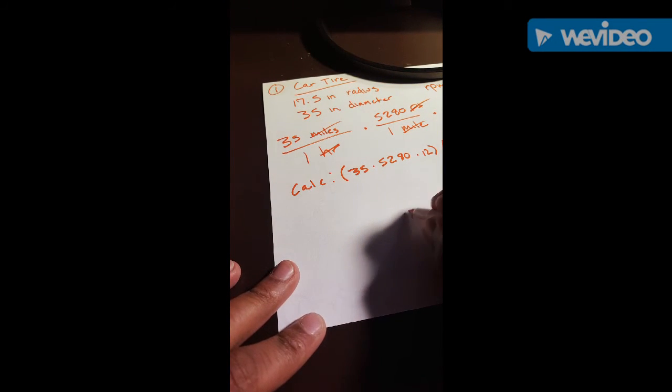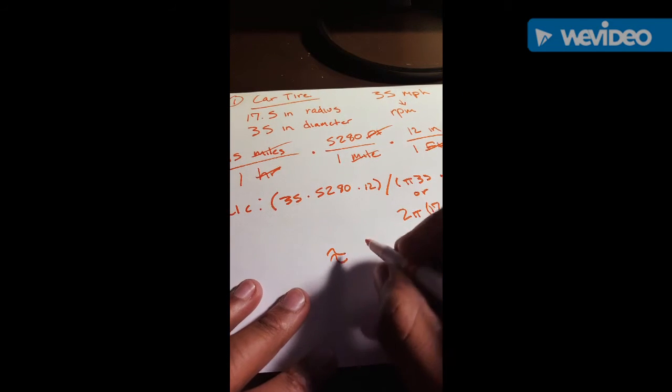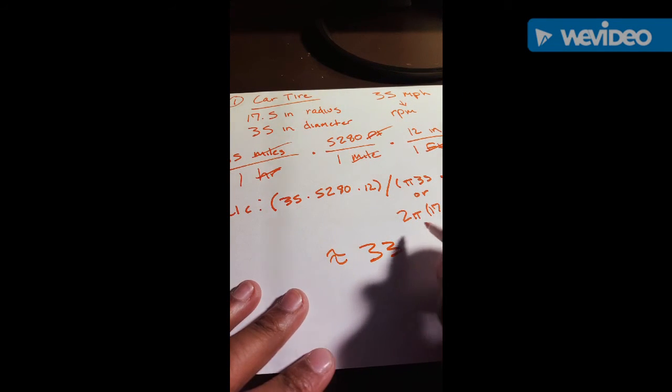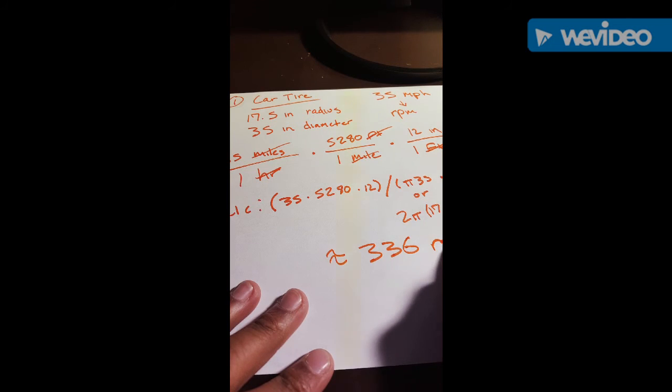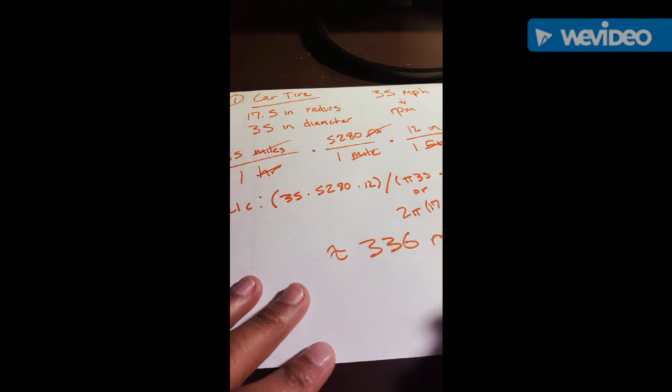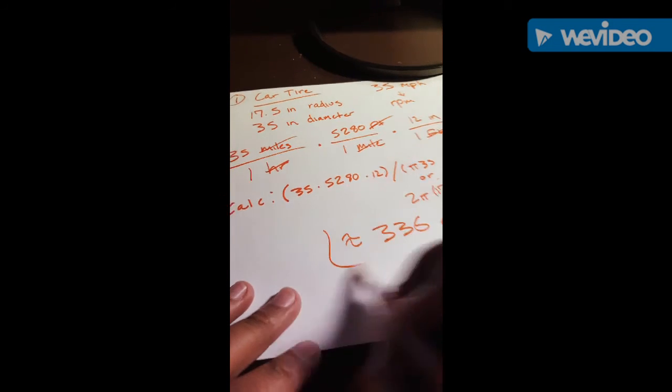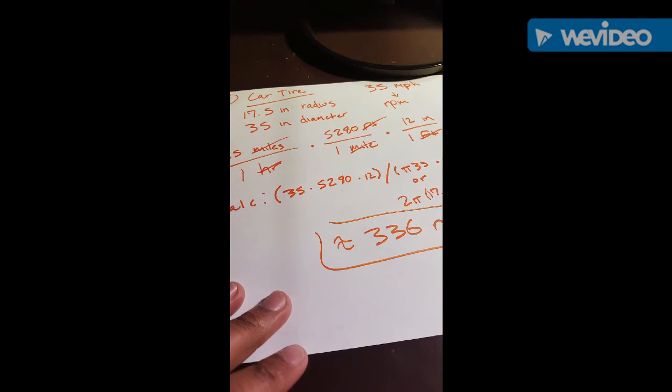And after that's typed in, you get approximately 336 RPM, which, as mentioned before, is revolutions per minute. And that's your answer, and that's how you convert miles per hour to revolutions per minute.